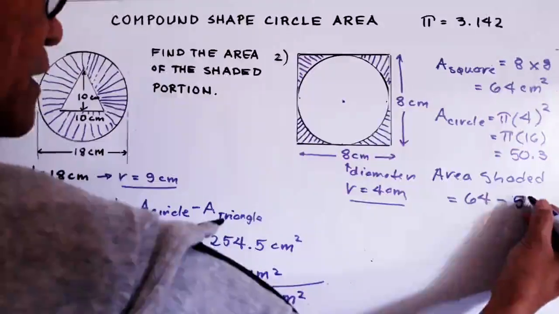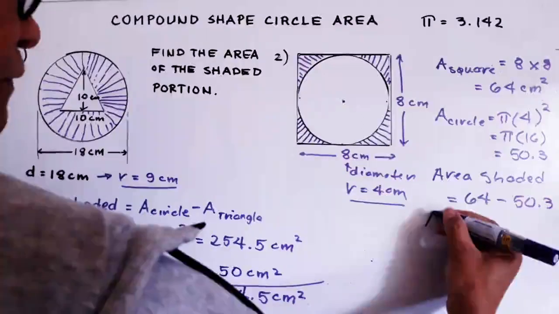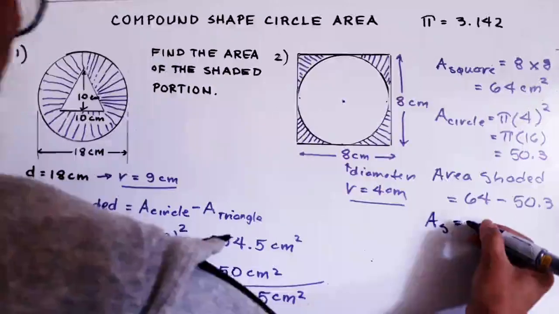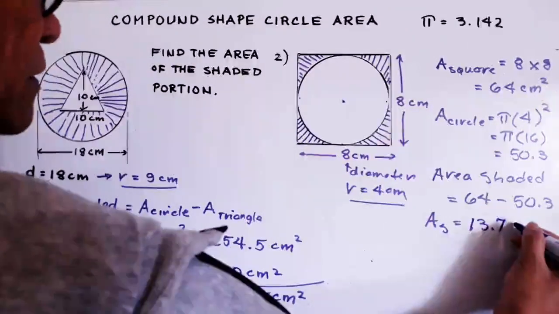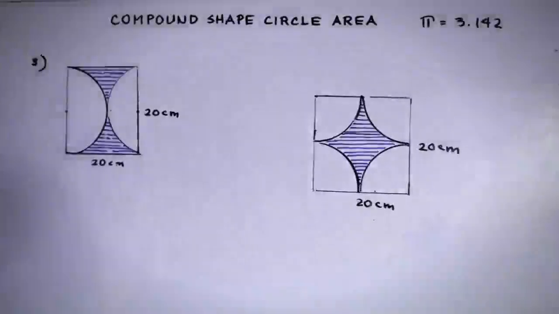This one is 50.3, and the area of the shaded is equal to 13.7 cm squared. Okay, class, let's have example number 3.